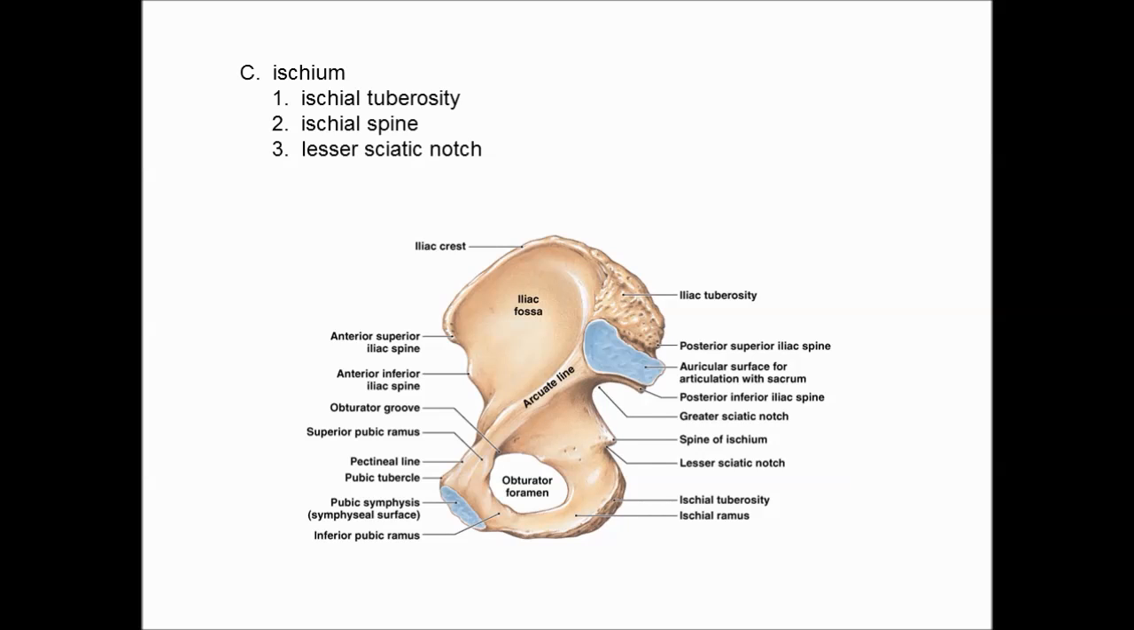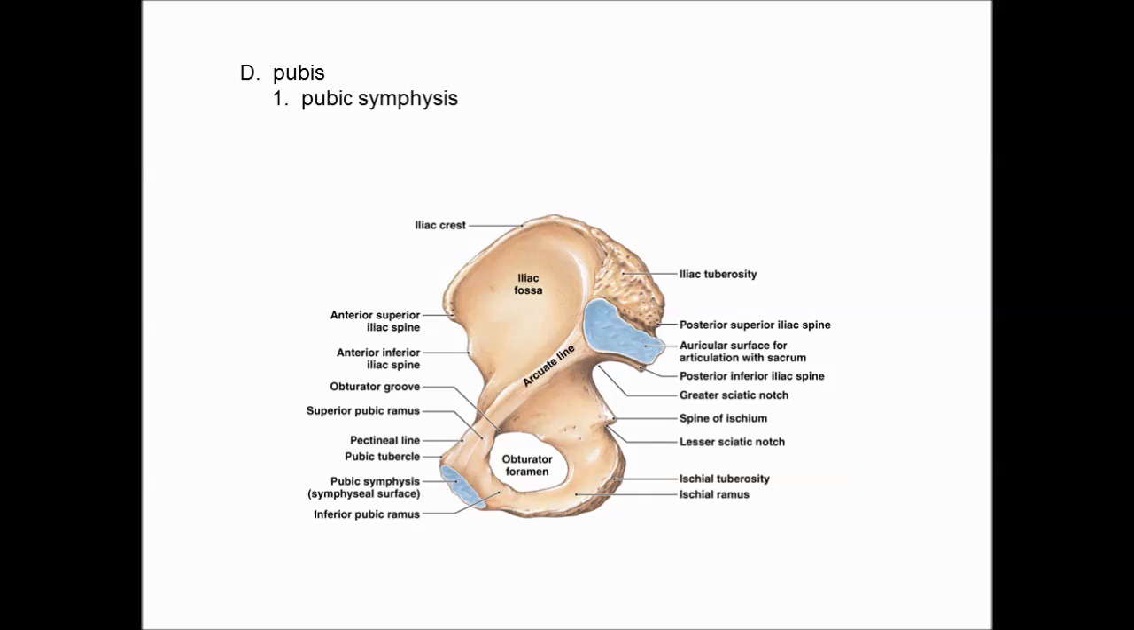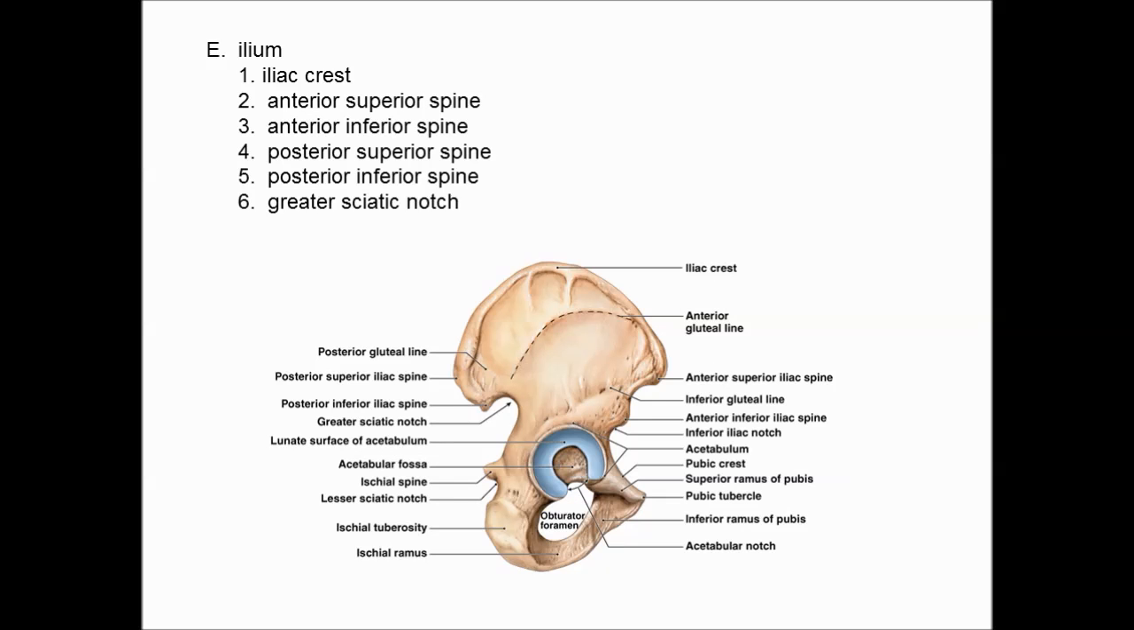The pubis is, again, the anterior part of the os coxal bone, on the left in this figure, and the site where the 2 os coxal bones come together is the pubic symphysis, and that's all we usually have you remember as far as the pubis bone.